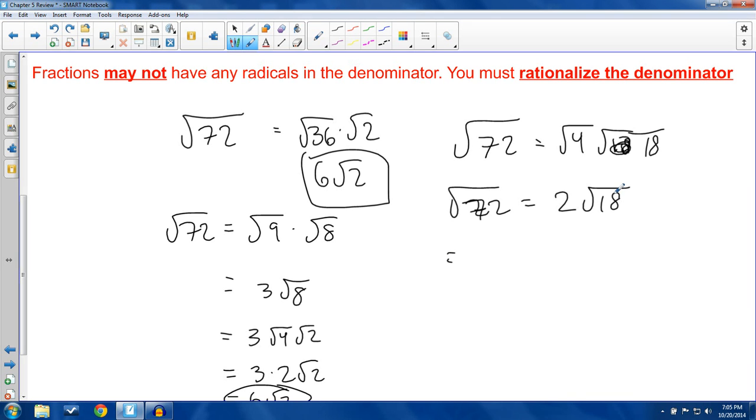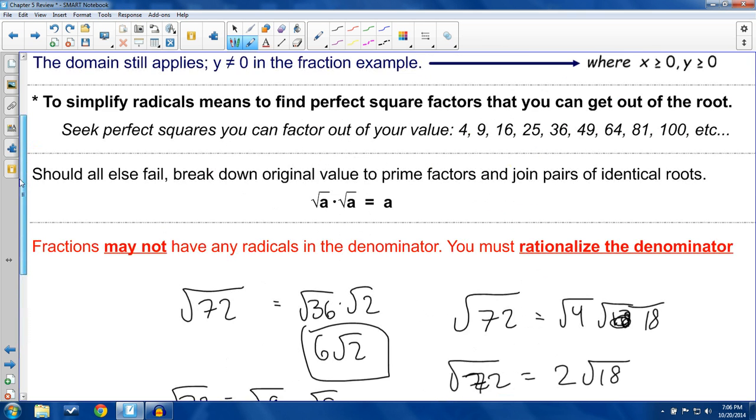Now, if you did not know that one, if you couldn't find a perfect square out of that, maybe you end up getting this, square root of 6 times square root of 3. Well, the square root of 6 is the square root of 2 times the square root of 3, times the square root of 3. Here's where your third property comes in.